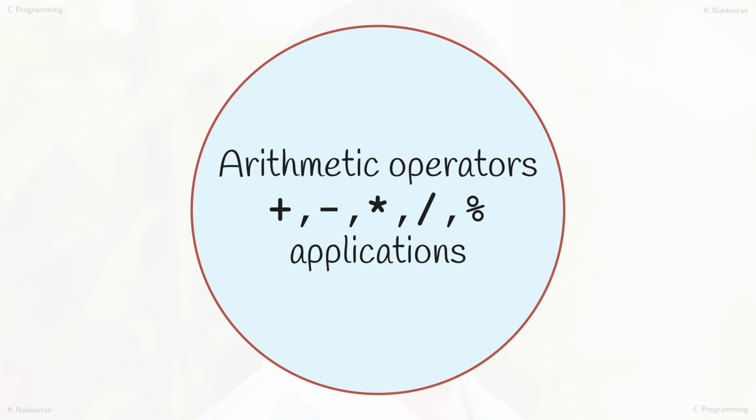In the next lecture, we will look into how arithmetic operators plus, minus, asterisk, slash and % are useful to write C programs that can solve simple scientific and engineering problems. In addition to these, we will also look into arrays. Next lecture provides introduction to one-dimensional arrays followed by two-dimensional arrays.